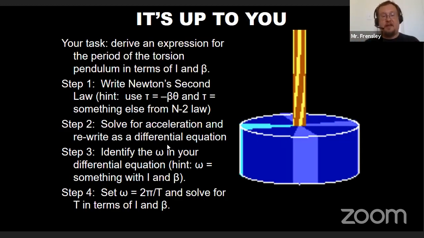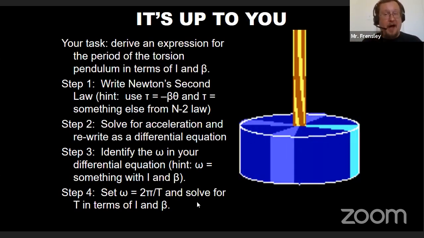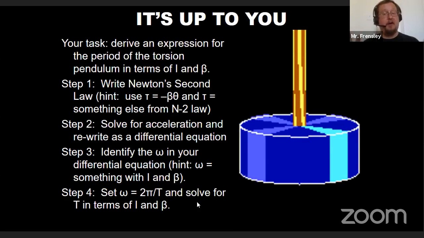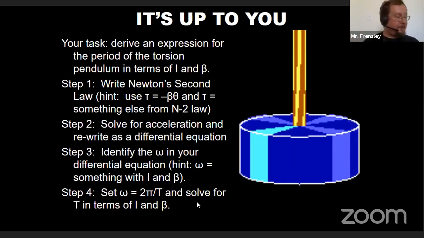So then you're going to set it equal to 2 pi over the period, and you're going to solve for the period in terms of I and beta. When you're done, your period will have a square root and an I and a beta, and probably a couple of constants in it, right?